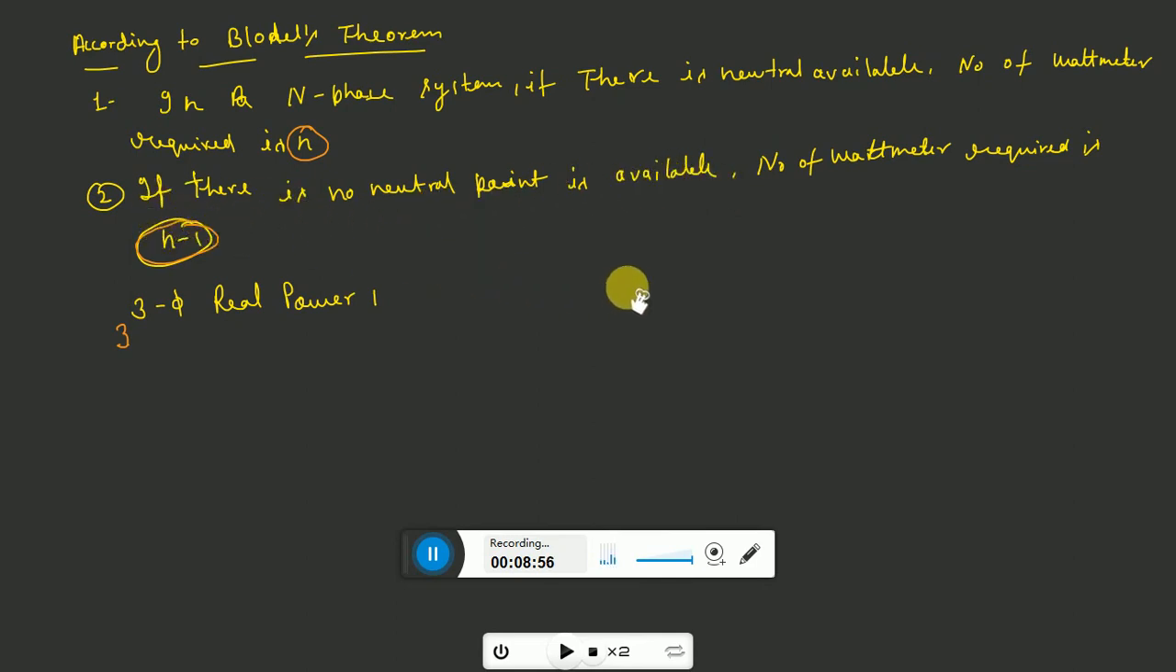N minus 1 wattmeter means, n is your number of phases, so 2 wattmeters are required to calculate the power of a 3-phase 3-wire system. Suppose you have a 3-phase system but neutral is available. Neutral is available means n wattmeters are required, so for 3-phase, 3 wattmeters are required.